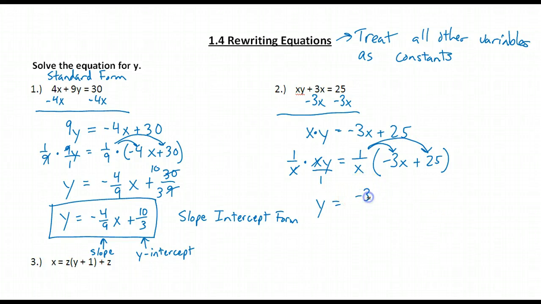So I have negative 3x over x plus 25 over x. And I can simplify. This x and this x will cancel. So I'm left with negative 3 over 1, which is just negative 3 plus 25 over x.